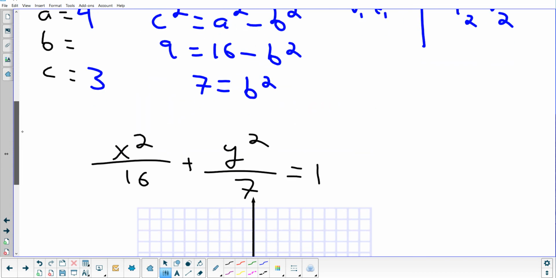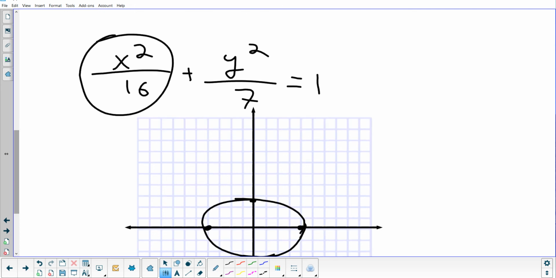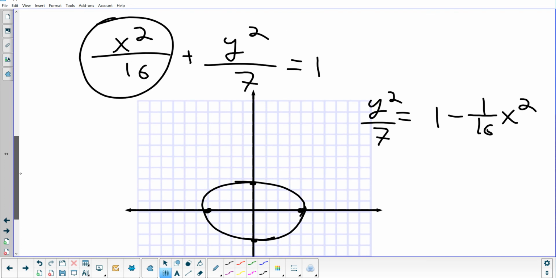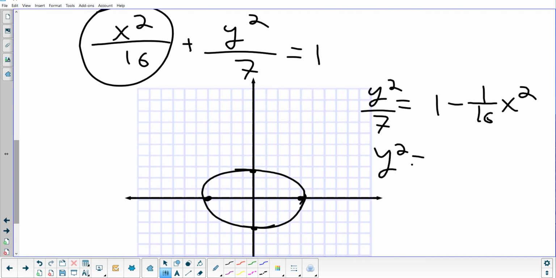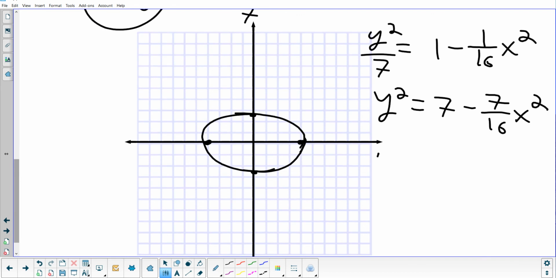Now, if you want to sketch this on the calculator, what letter needs to be by itself here? Y. So what we have to do is move that whole thing to the other side. So we have y squared over 7 equals 1 minus x squared over 16. Instead of writing it as x squared over 16, I'm just going to write 1/16 x squared. I don't know if that's actually any better. And then how would we get rid of that? Multiply by 7. So that's distributive property, 7 minus 7/16 x squared. And what would be your last step? Take the square root. And how many answers do you get?